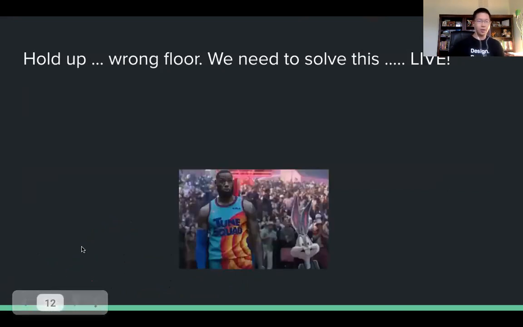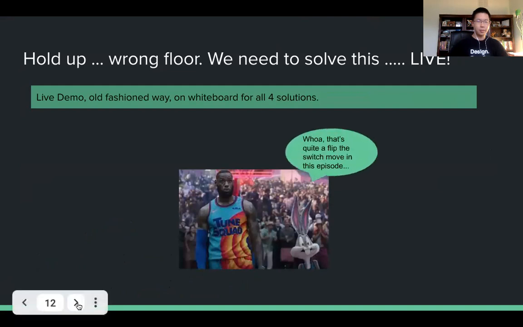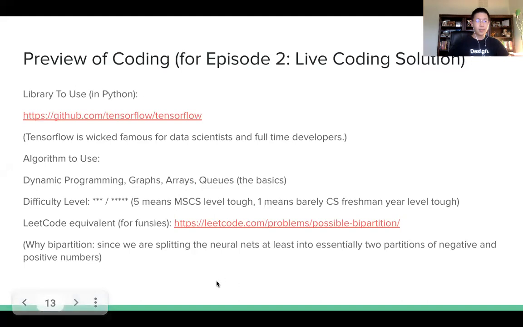And of course, hold up, wrong floor, as LeBron says in the movie trailer. We need to solve this live. So the live demo was already shown, actually. So never mind. Yeah, it is a flip the switch move from the usual Algos in 10, because I want to incorporate more Zoom features and less too much whiteboarding and confusing people in terms of understanding what to write down, what not to write down. So here's a preview of basically the coding solution.